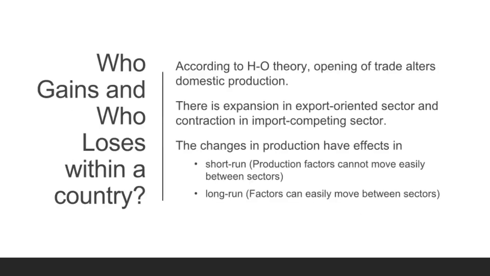The implications of HO trade for factor incomes follow from the pressures for changes in production levels as a country shifts from no trade to free trade. The export-oriented sector tries to expand production, as the relative price of the exportable good increases. The import-competing sector shrinks its production, as the relative price of the importable good decreases. The changes in production affect trade in the short run, where production factors cannot move easily between sectors, and in the long run, where factors can easily move between sectors.